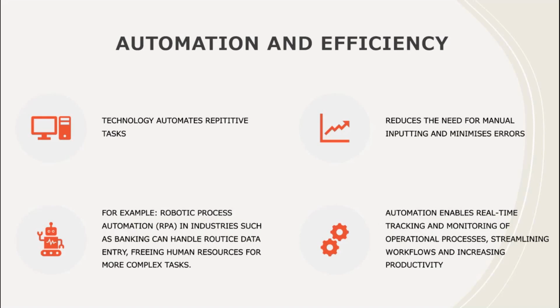For example, robotic process automation in industries such as banking, as I was giving an example, can handle routine data entry, freeing human resources for more complex tasks. Tasks that involve a lot more thinking and complex intelligence. Automation enables real-time tracking and monitoring of operational processes, streamlining workflows and increasing productivity.